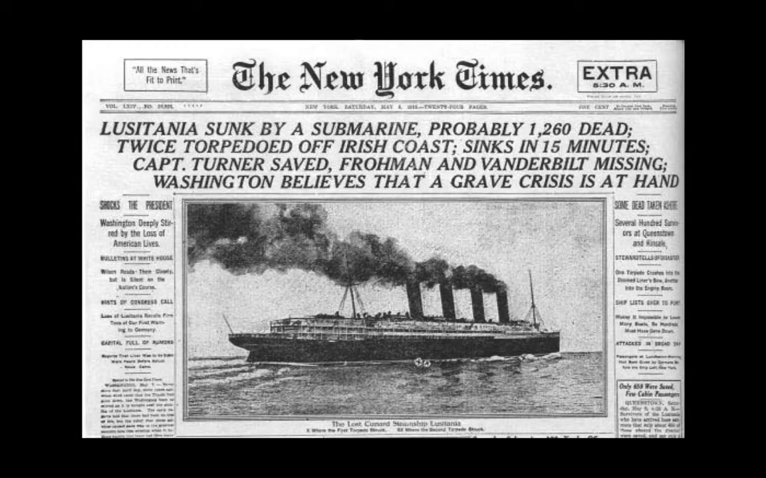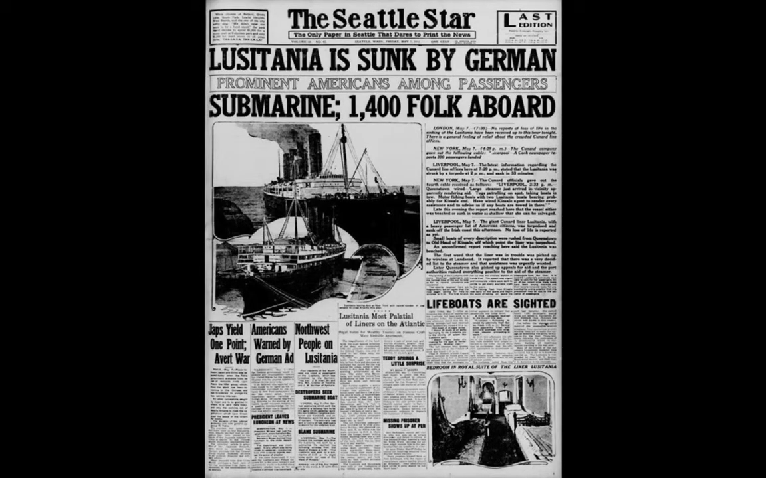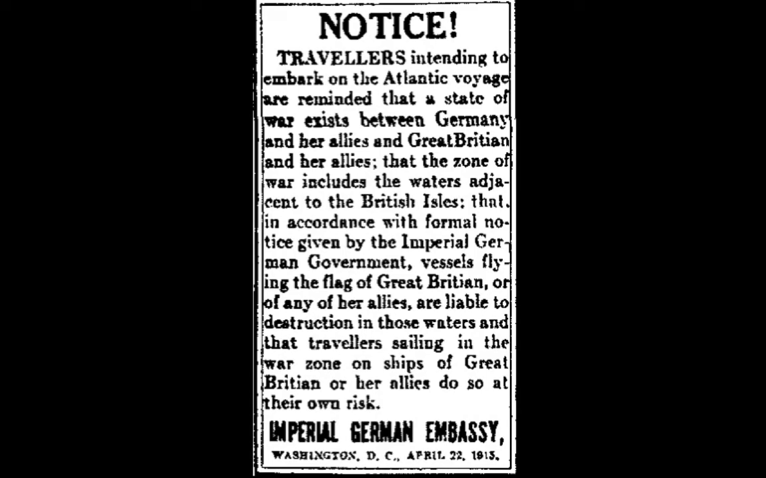It's another article, the Seattle Star, that trumps the concept of how horrible the German people were and what they did. Okay, then a notice is put out.